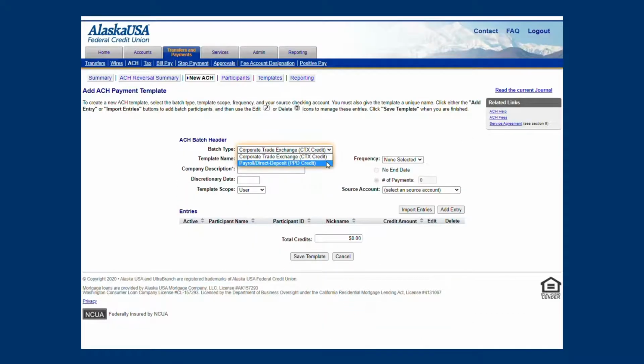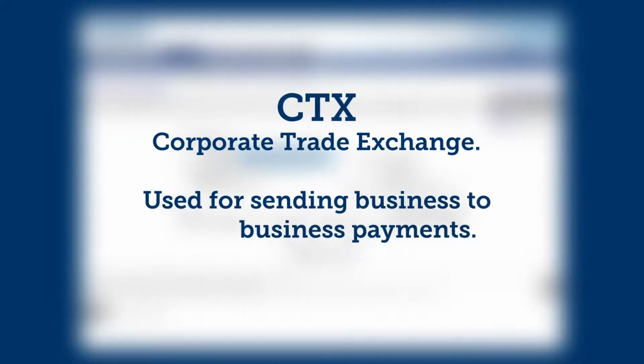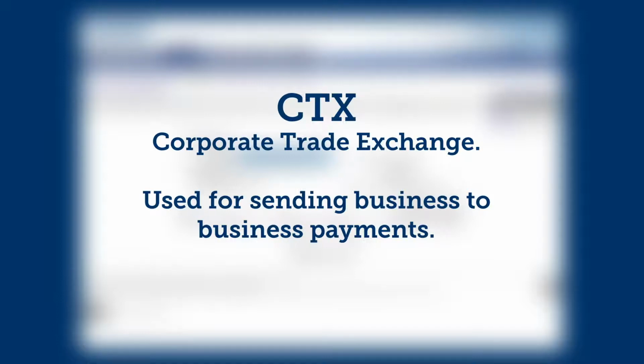Batch type. You can choose between the payment types of PPD or CTX. PPD stands for Pre-Arranged Payment and Deposit. This type of payment is used for payments to individuals for payroll, bonuses, etc. CTX stands for Corporate Trade Exchange. This type of payment is used for sending business-to-business payments.